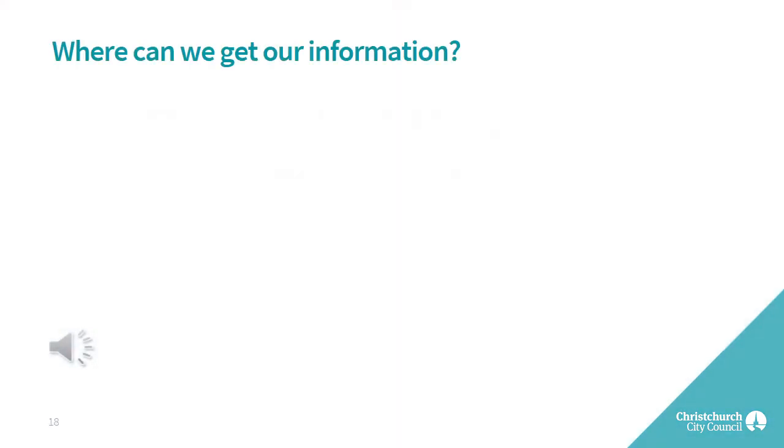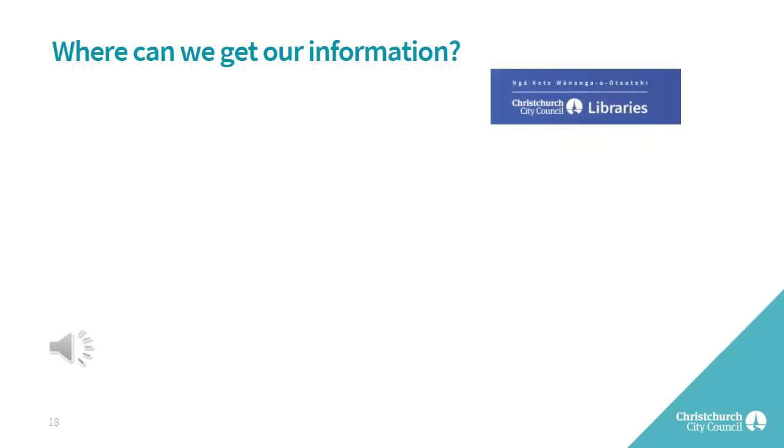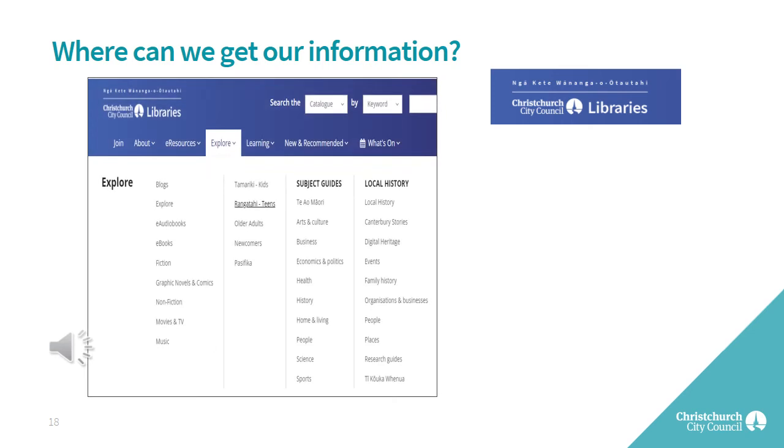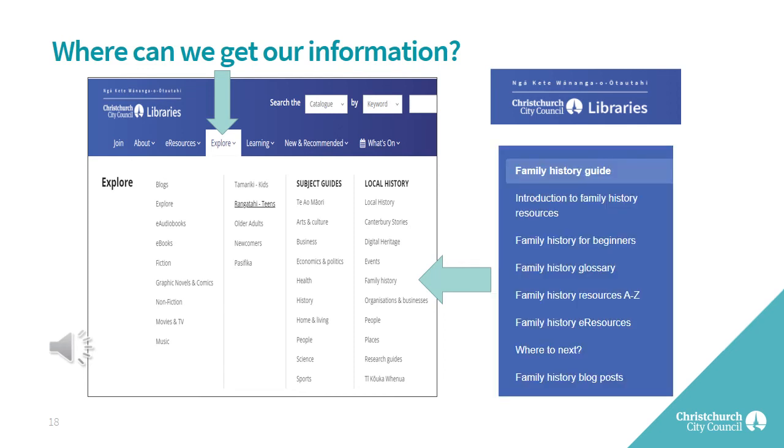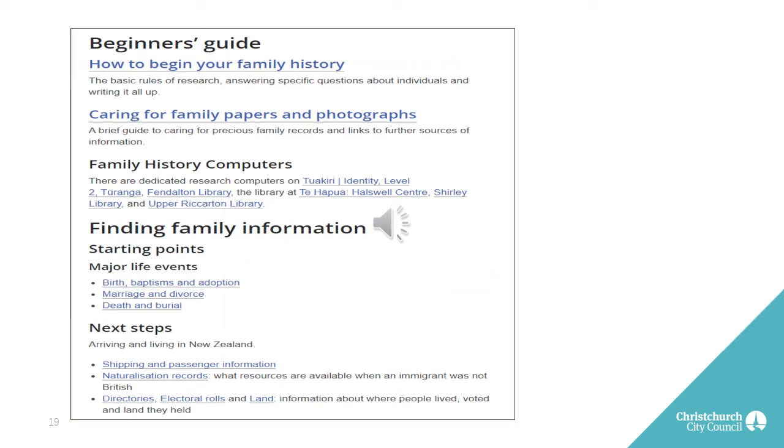Now that we have the chart started, let's do some research. But where do we start? The best place to start is Christchurch City Library's website. Go to Explore Family History and see the guides we have on offer to get you started. For example, the Beginner's Guide will help you find where to look for different information. There's births and deaths, shipping information, and so much more.